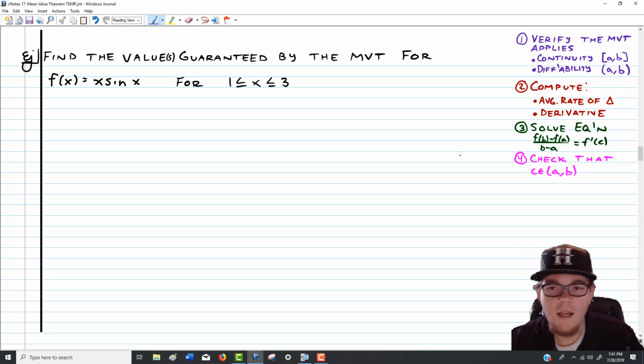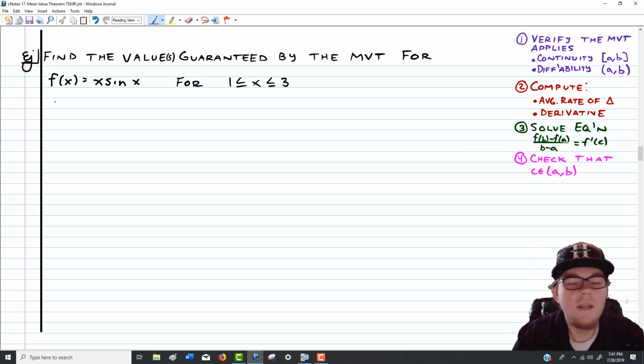So in this case, in the next example we're going to look at, you're asked to find the value or values guaranteed by the mean value theorem for f of x equals x times sine of x for values of x between 1 and 3. So as we did before, it's good to start with that first verification step. And in this case, the verification is a little bit different.